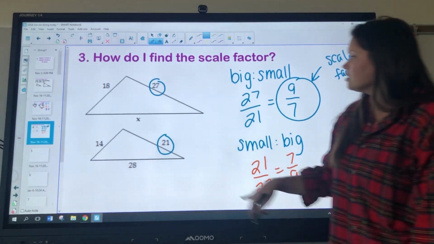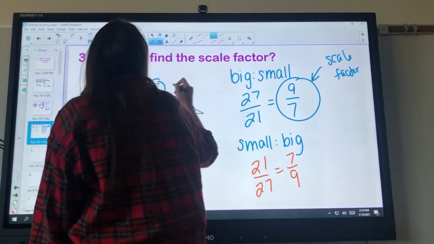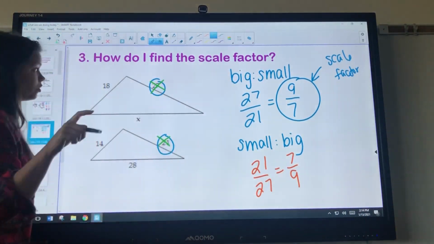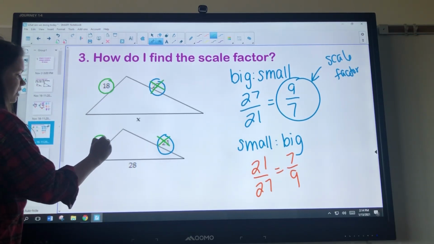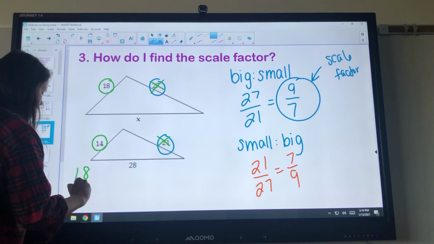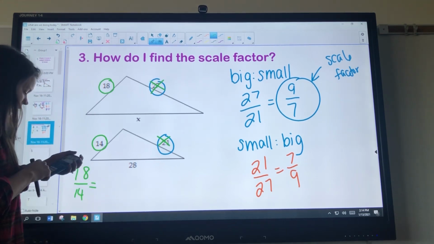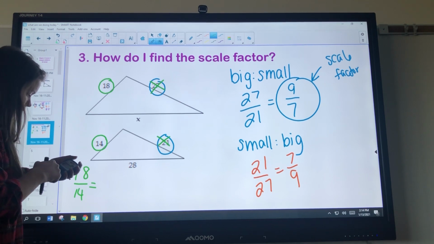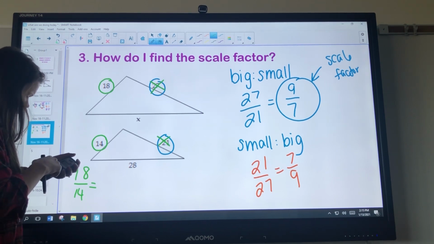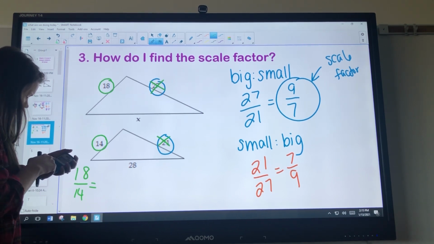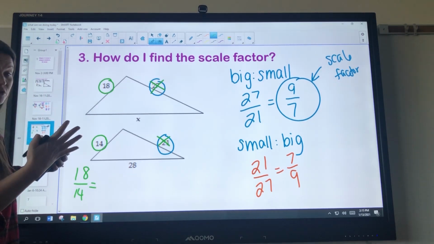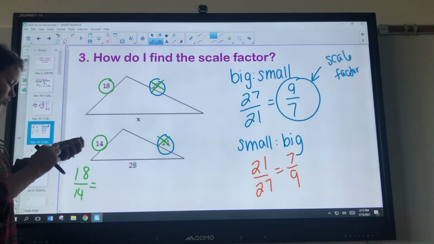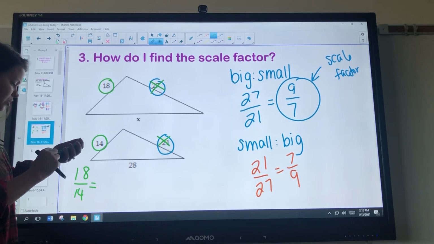And if somebody else picks different sides, they're still going to get the same answer, as long as you pick corresponding sides. So if Susie uses the 18 and the 14, if you don't believe me, 18 over 14. If you guys don't have a calculator, your phone calculator is not going to cut it for this chapter. You're going to have to use this Desmos Scientific Calculator to reduce all your fractions.